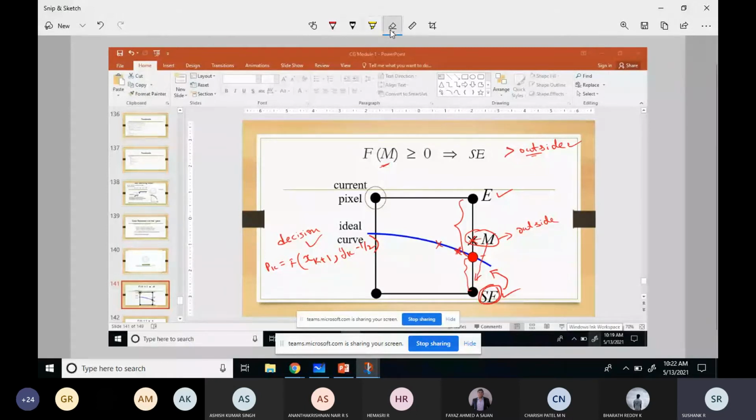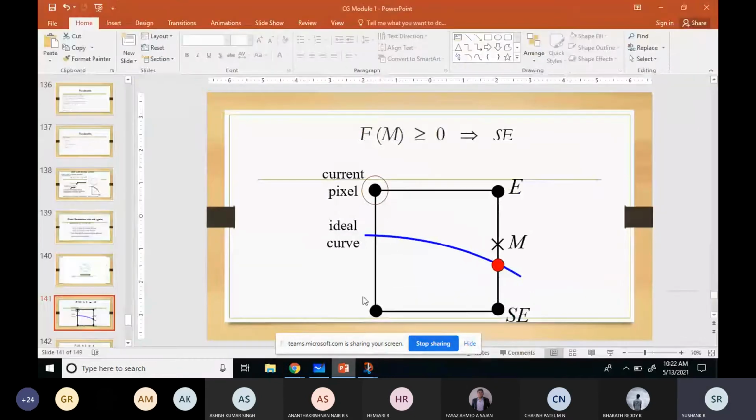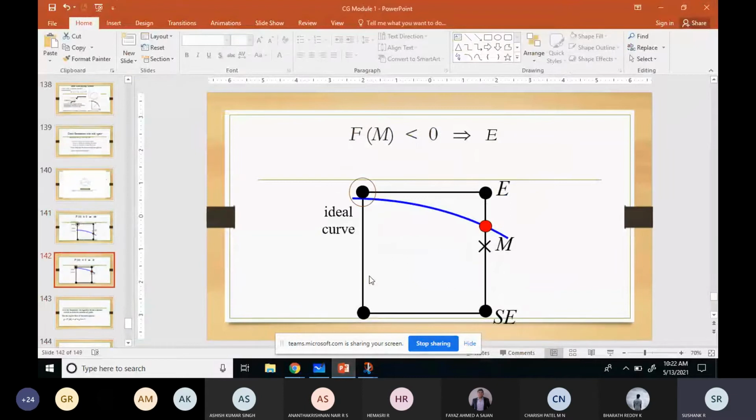Just understand one point. When I get the function as greater than 0, that indicates that the midpoint is outside the circle, and the pixel SC is closer to the circle. That is the one simple understanding. And the next scenario, less than 0: if it is less than 0, the midpoint is inside the circle.